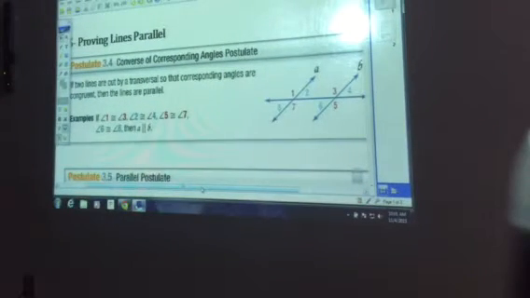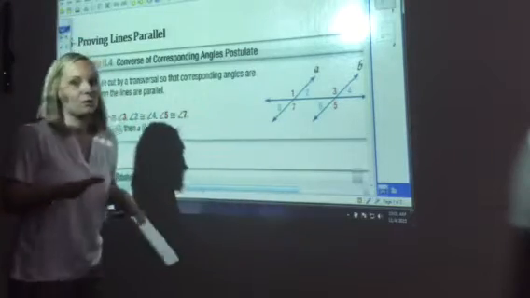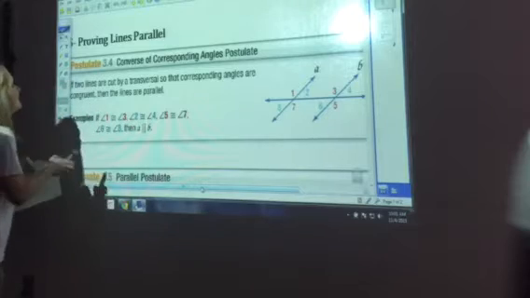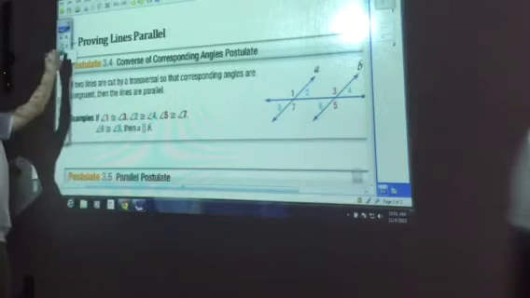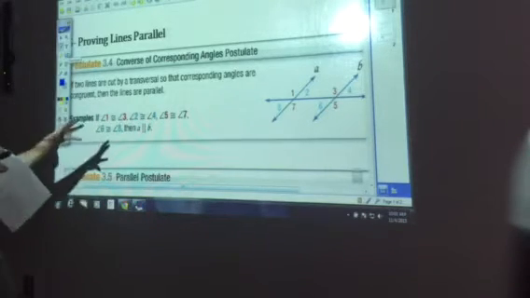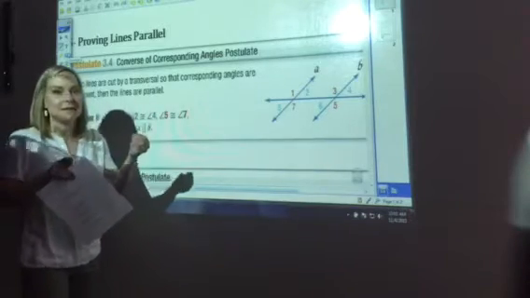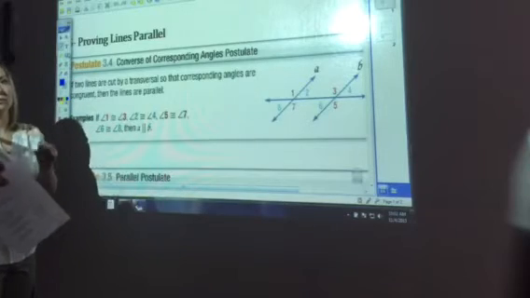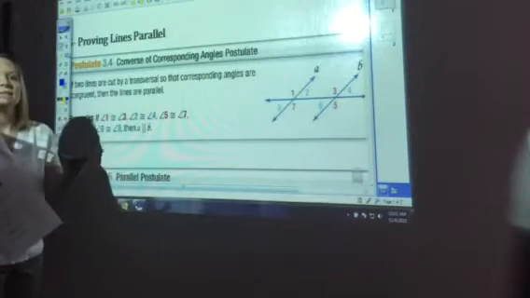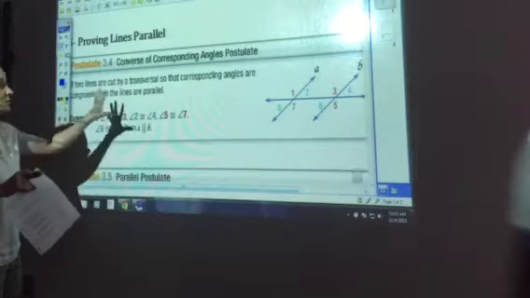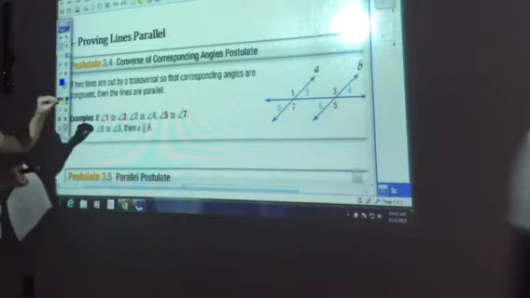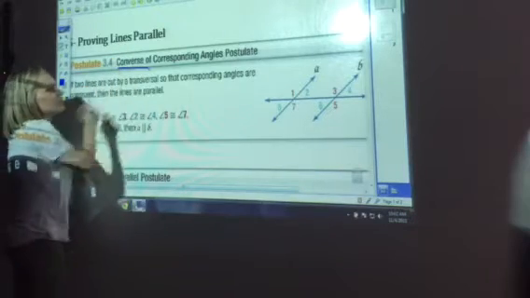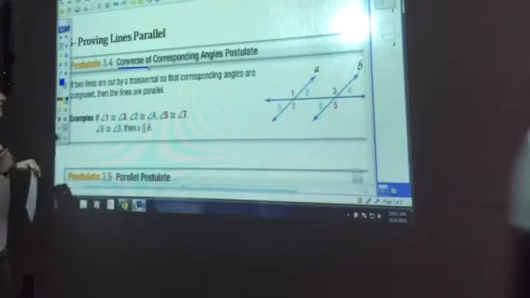Okay, so today's lesson is going to feel very similar to what we talked about earlier in chapter 3, okay? The only difference today is that we're going to actually be proving the lines parallel. And to do that, you remember last time in the very beginning of chapter 3, we said that if two lines were parallel and cut by a transversal, then those four things were true, which we'll talk about in a minute. So today, if we're going to prove that the lines are parallel, then we're going to start with the converse of the statements that we learned previously.